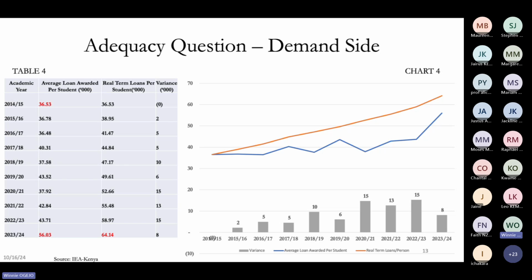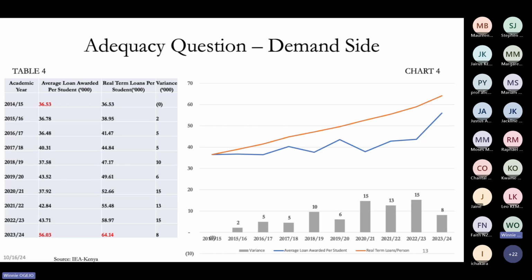So in 2022, 2023, of course, there's a variance of 15,000 per student, but that has reduced to 8,000. And of course, that is explained by the growing number in the demand side of the equation, which has to be met by the supply side. So this just helps us to unpack that.